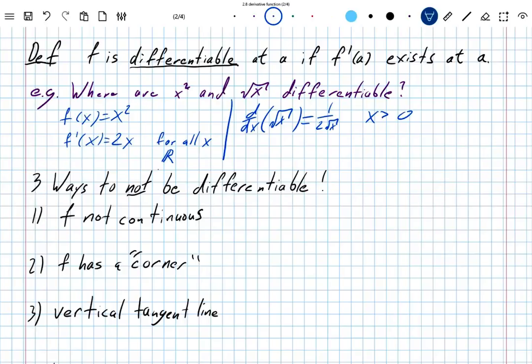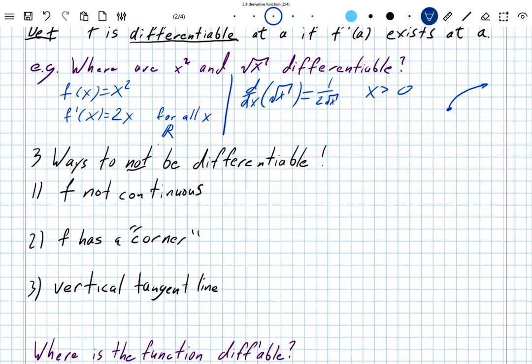And this might be some comfort if you know how to graph the square root of x. It looks like this. And what we're saying is we're not going to include that endpoint there. So if we happen to know for sure the derivative as a function, then saying it's differentiable just means we're in the domain of that derivative function.